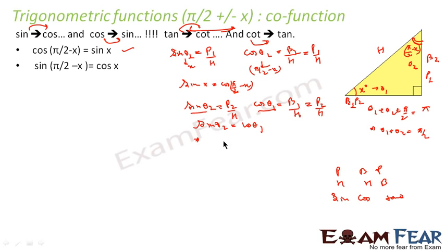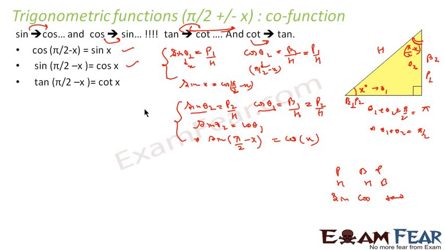And theta 2 we can say is pi by 2 minus x. So we can say sine of pi by 2 minus x is equal to cos theta 1, which is cos x. So we have proved this also. So we have proved this and we have proved this. Similarly for tan, we can do the same thing.